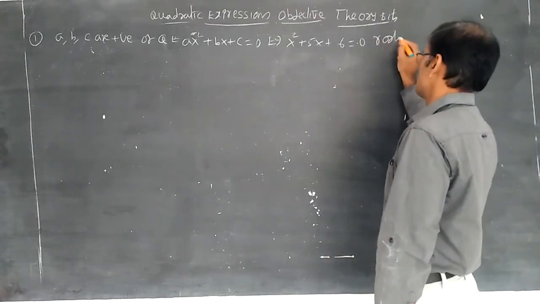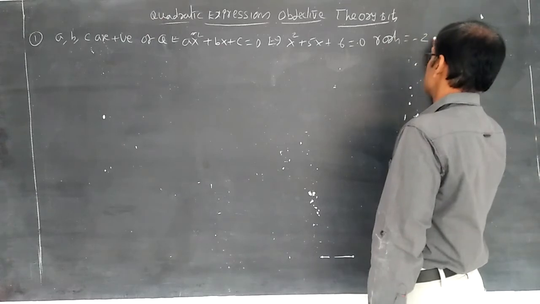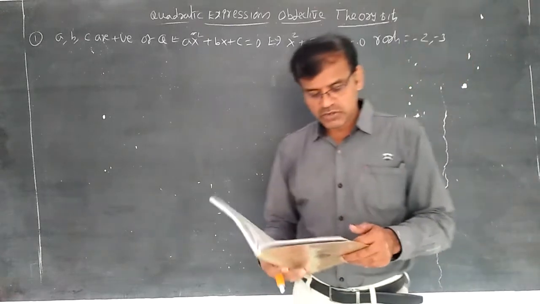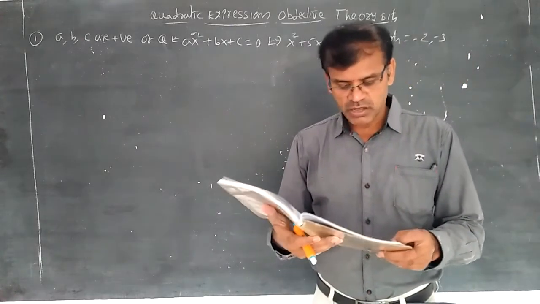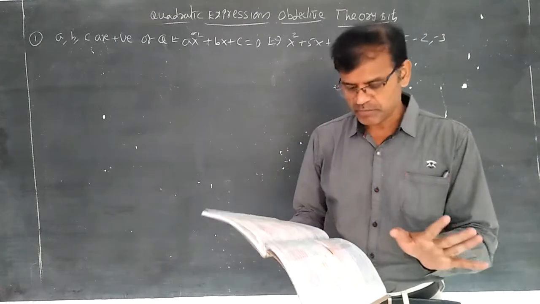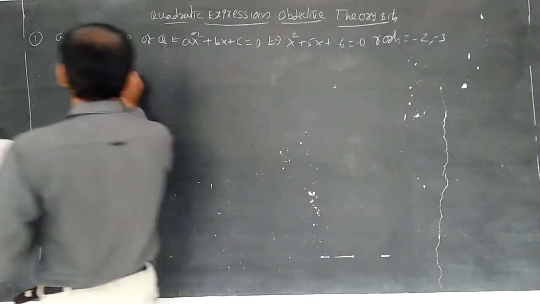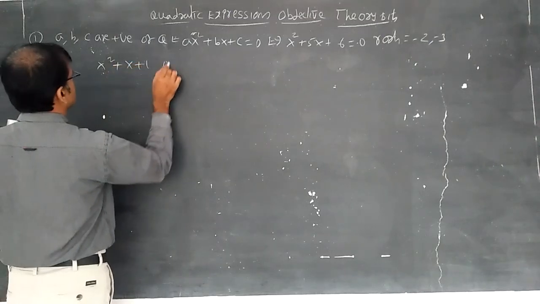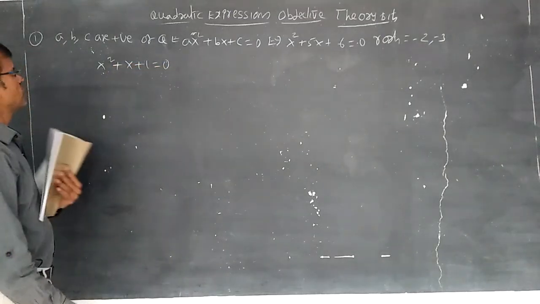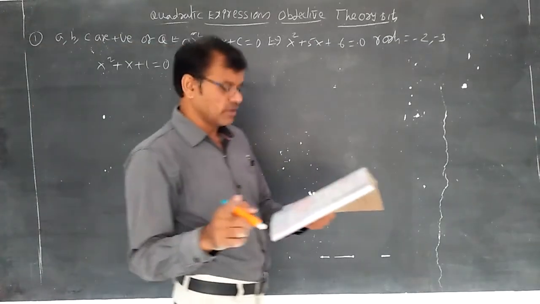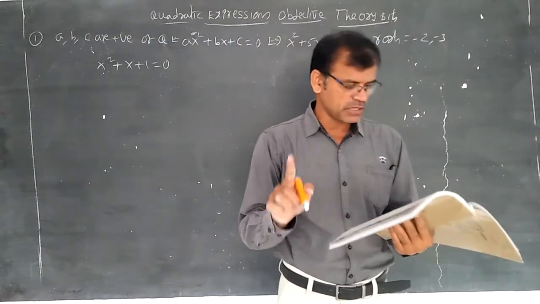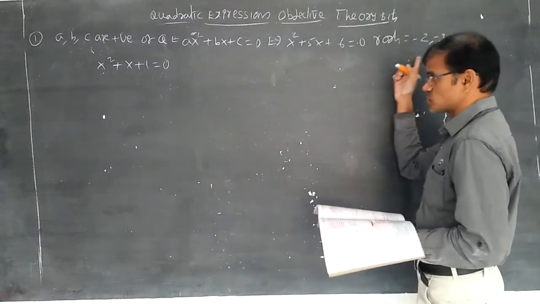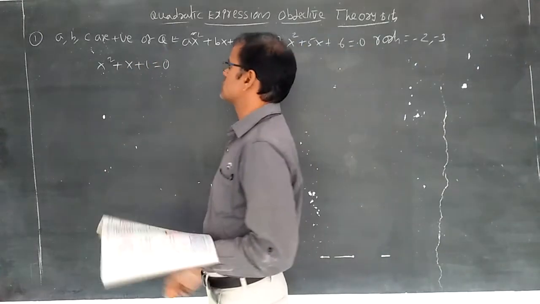Roots, we know, are minus 2 comma minus 3. Then you can understand the first option: the roots are real and negative. It's okay. But in the next case, let us write x square plus x plus 1. Here A is equal to 1, B is equal to 1, C is equal to 1. He is not discussing A, B being positive and distinct. Whenever he asks about distinct, you can understand it this way.